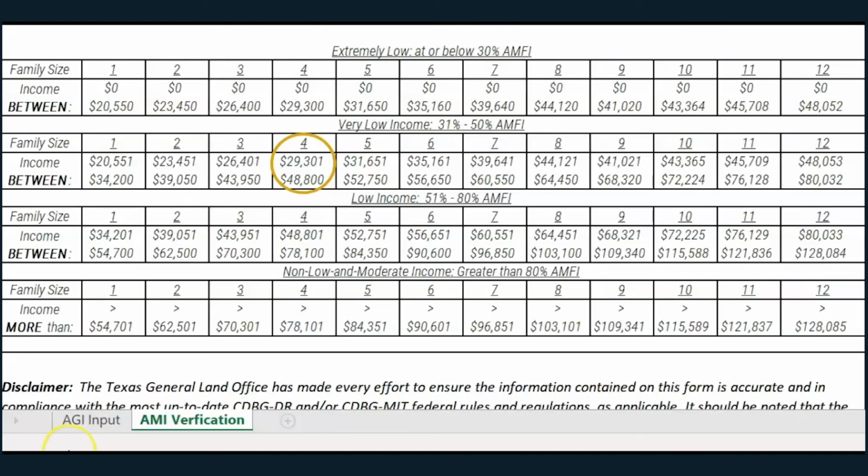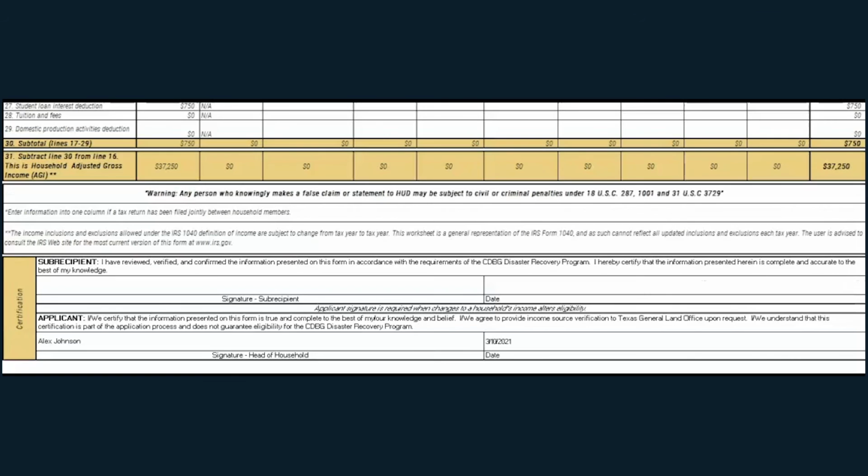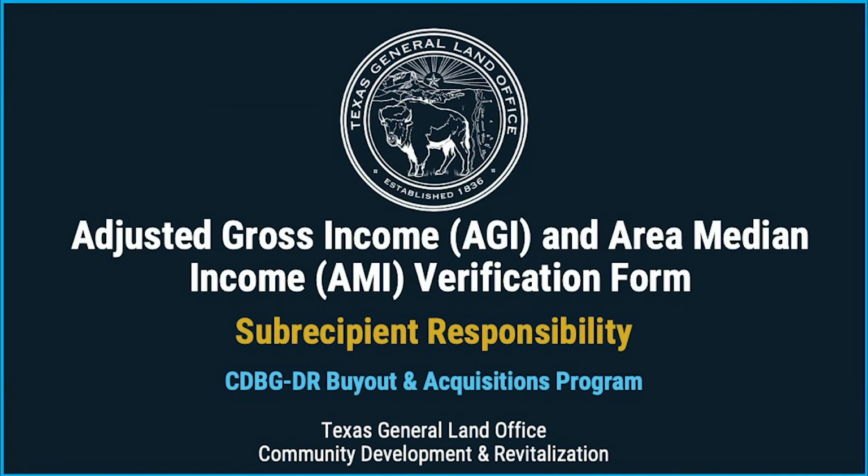Next, the applicant should print both tabs of the forms, circle the correct AMI group based off the income listed, and the applicant should sign and date the AGI Input tab. The AMI tab on this form will be updated by the GLO periodically to reflect the current HUD income limits as they are updated. Subrecipients should provide technical assistance throughout the process to assist the applicant in identifying the correct backup documentation and correctly completing the form.